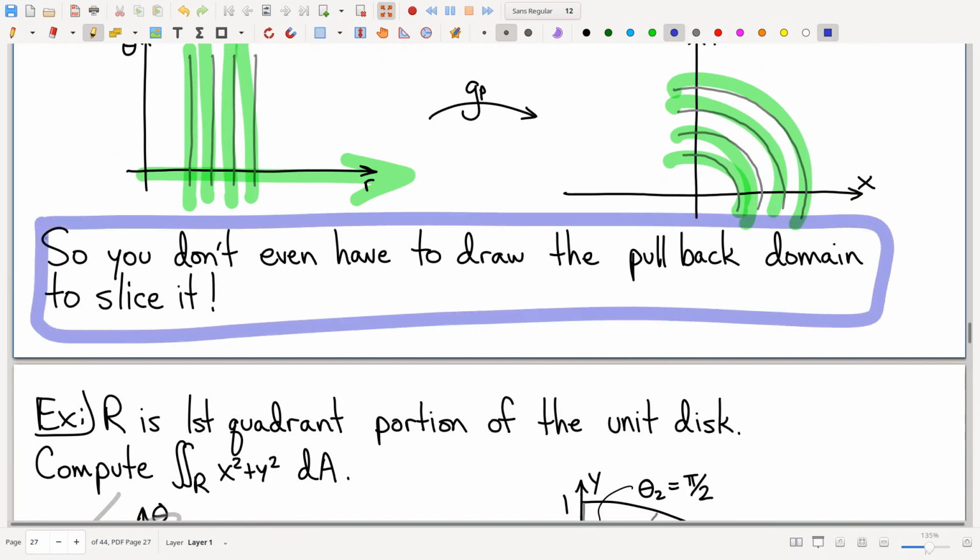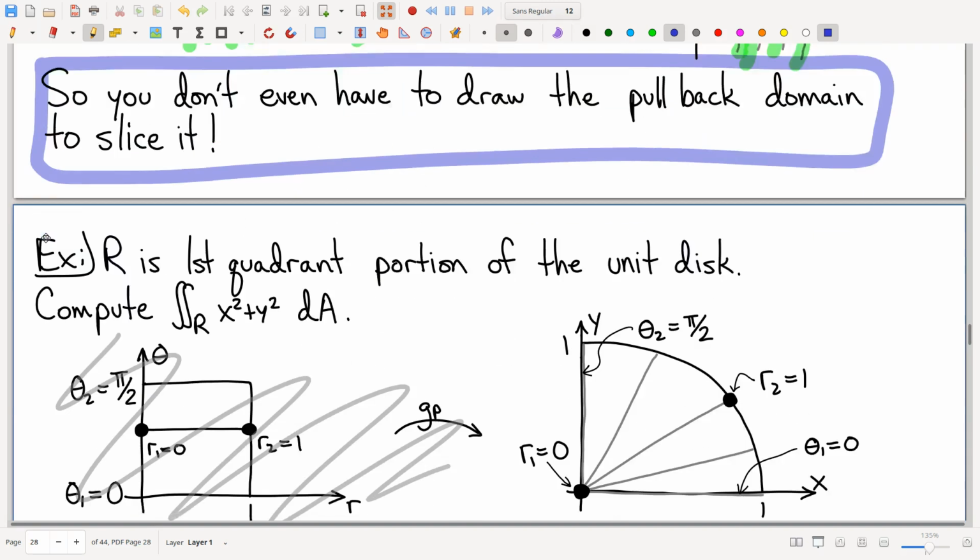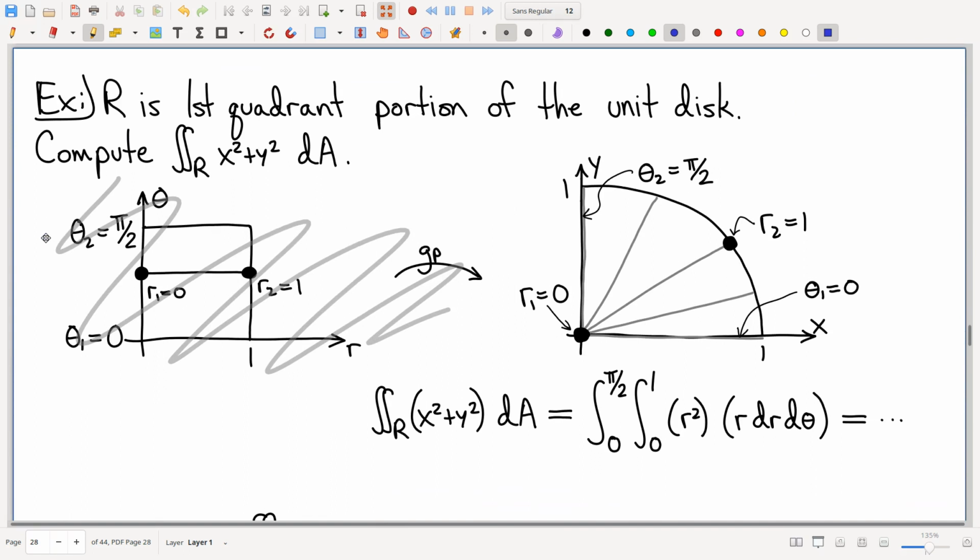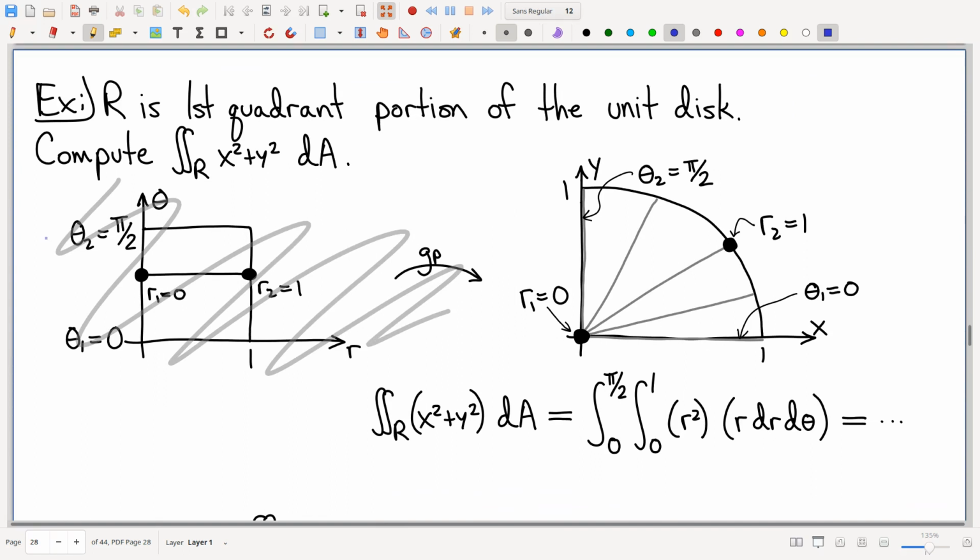Since I can see what's happening in the r theta plane by way of what it looks like in the xy plane, I don't even have to draw the pullback. And this is very convenient. So now you'll notice this is the exact same example we were looking at previously. And here is our original domain that we don't like because of the curve and the square roots and the ugly and the trig substitutions, right? And I had pulled back and made a rectangle and then sliced and diced that rectangle.